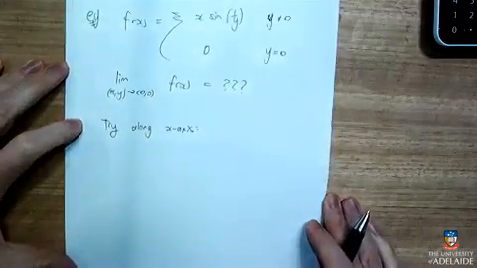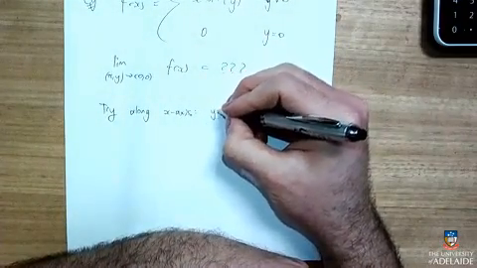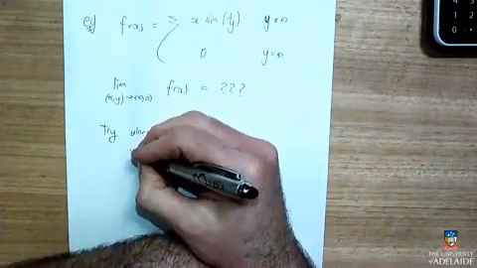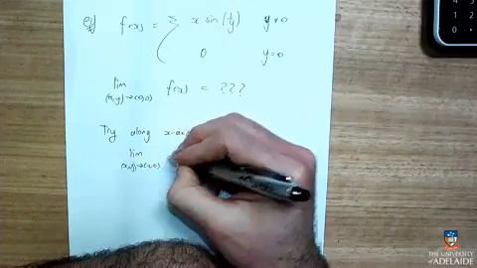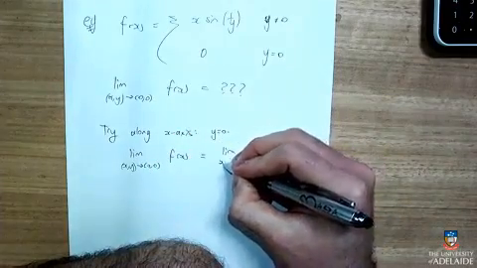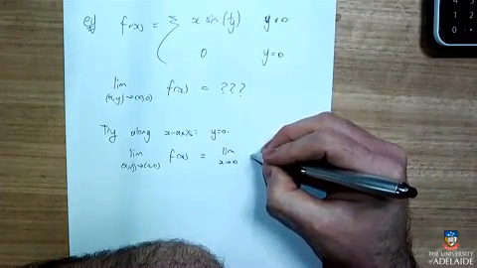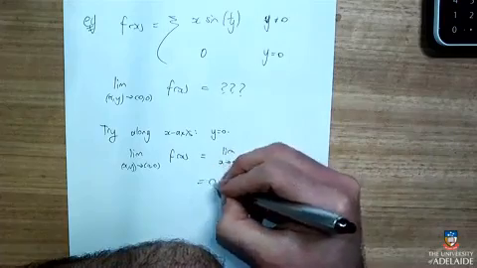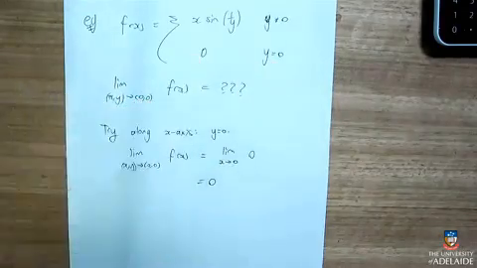Let's try along the x-axis, which is y equals 0. So the limit of x, y approaches 0, 0 of f of x should be the limit as x goes to 0 of, well, when y is 0, the answer is 0, so the limit is 0. Because this says that when y is 0, the answer is 0.